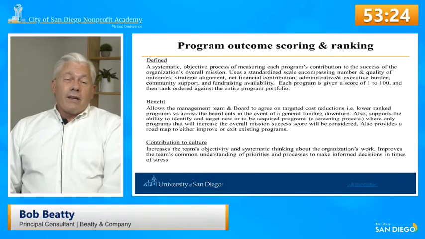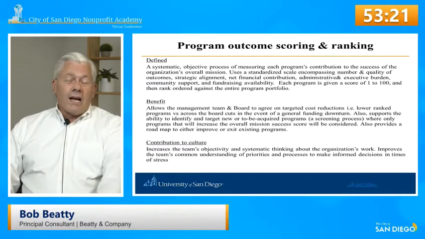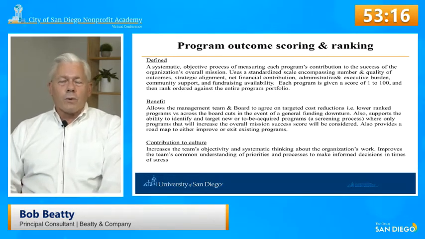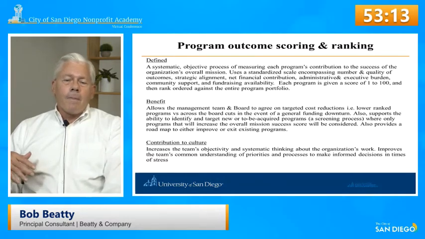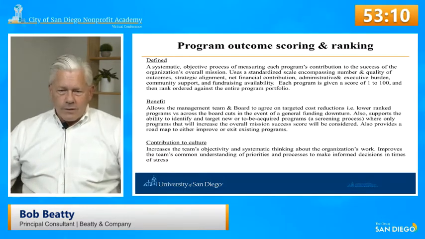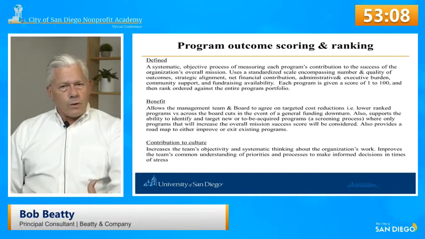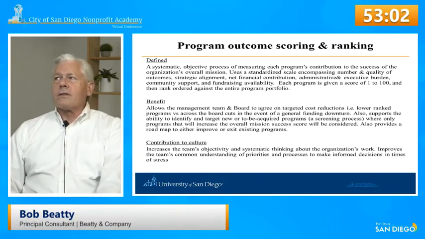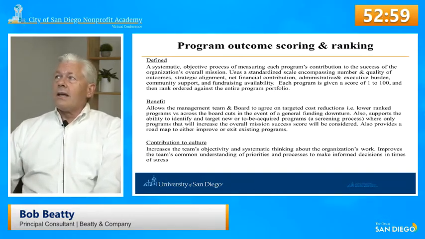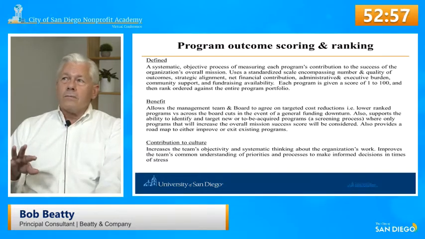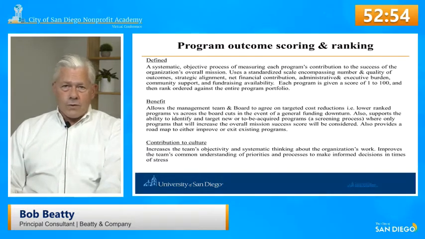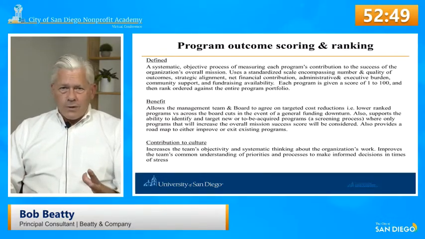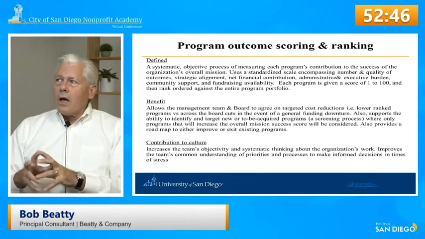Program outcome scoring and ranking. This is new to a lot of organizations, but it's really valuable, especially if you've got multiple programs, more than say 3. You're forced to deal with this big chunk of stuff, so it's really worth investing the time to do it. I define it as a systematic, objective process of measuring each program's contribution to the success of the overall mission of the organization. So that's the first step. Where's that connection? And then you use a standardized scale. You have to come up with this. It's not simple. It takes a lot of work.